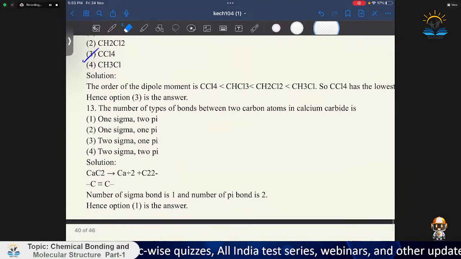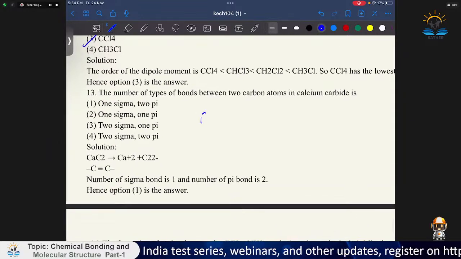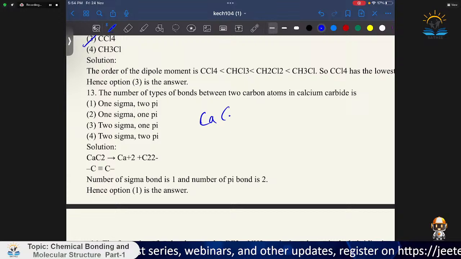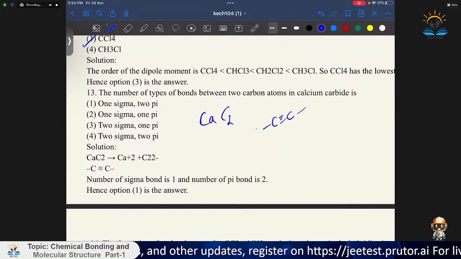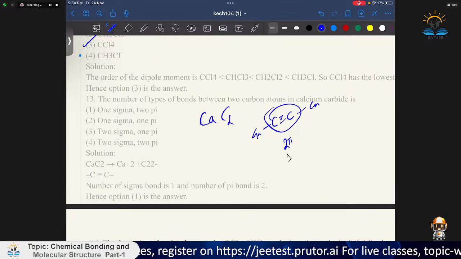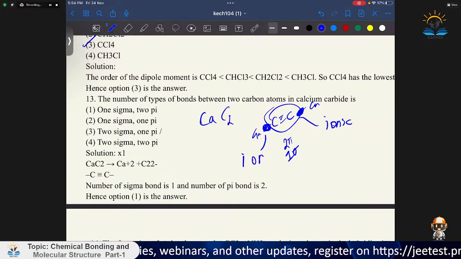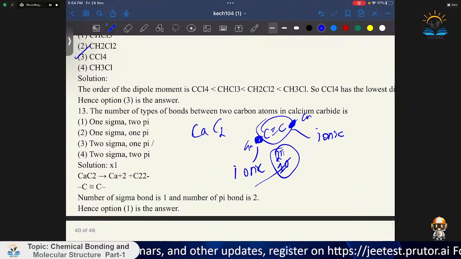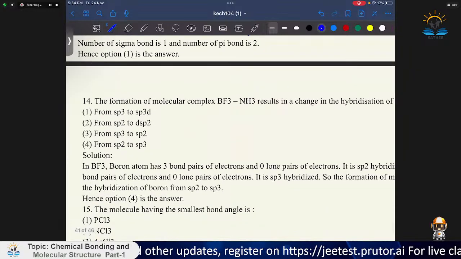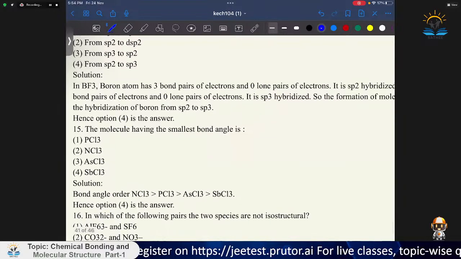Calcium carbide, the types of bonds. Calcium carbide is CaC2. So there are 2 pi bonds between the 2 carbons, 1 sigma bond. 2 pi and 1 sigma is the answer. Hybridization we have not studied. Bond angle we can answer.